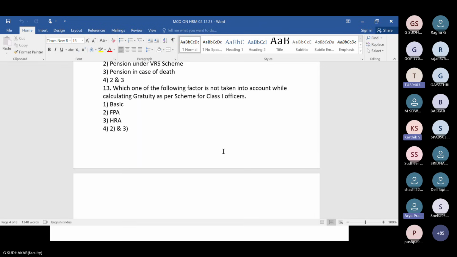Sir, can you please repeat once again? Like pension in case of death, what will be considered, sir? 10 months average will not be considered. Then what will be considered, sir? So I have told you, last month basic. Last month, sir. Okay, sir.